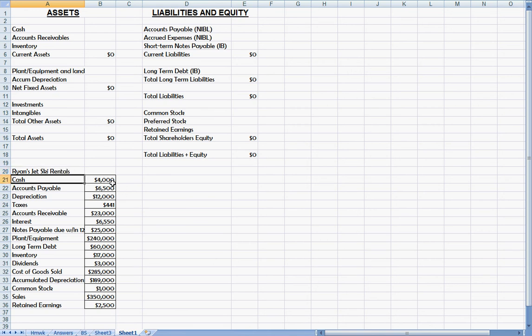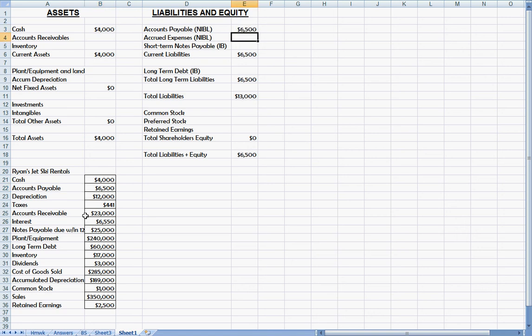Where do we want to put our cash? Well, we're going to pick up that $4,000 and we're going to put it right up here. There we go. Next, we have to find our accounts payable. Well, if it's a payable, it's probably on the liability side. So we're going to go up and look, and there it is. So that is going to be $6,500.